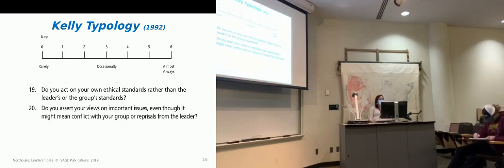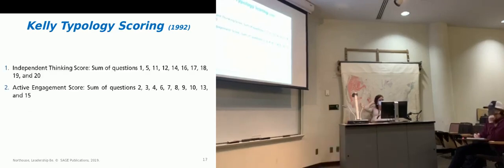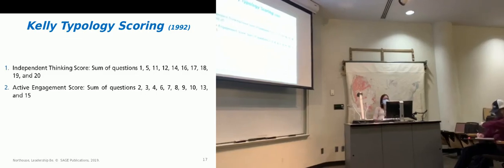All right. Anybody need any question to be repeated? Okay. So here's how to score. First, you're going to figure out your independent thinking score. So you're going to take those questions, 1, 5, 11, 12, 14, 16, 17, 18, 19, 20, add up and get a total score for that. And then you're going to find out your engagement score. So the rest of the questions, you'll sum those up and get a score. I should have warned y'all you were doing math today.